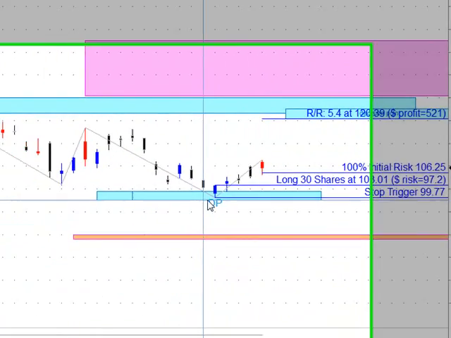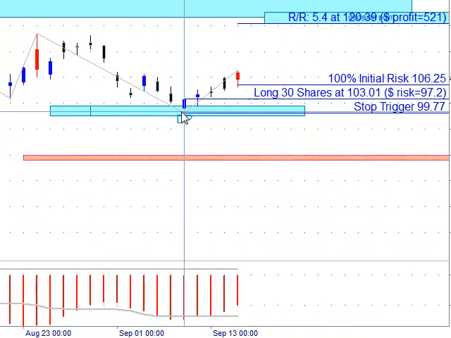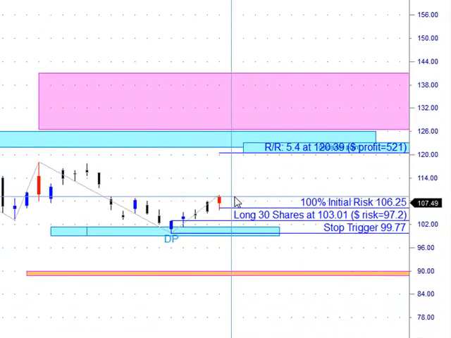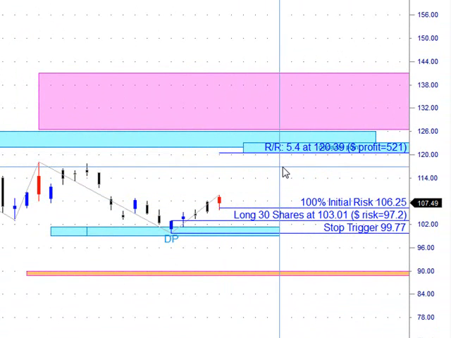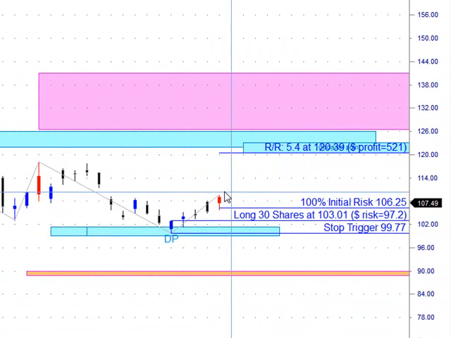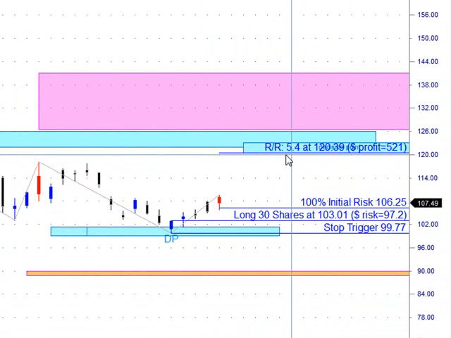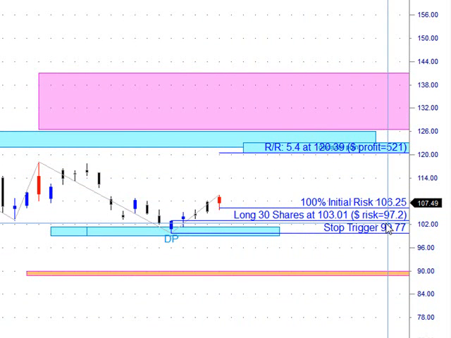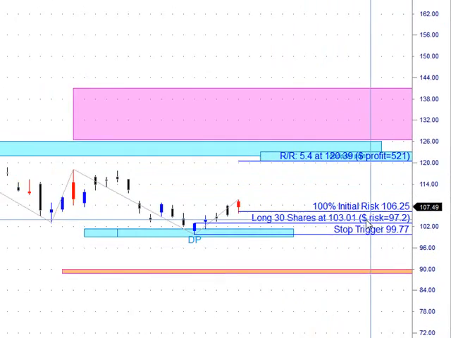So it came into support, got the DP buy signal, and some divergence as we got a new low in price and a higher low in the oscillator. We'll see how this one finishes out over the next week. But this will be critical, because if we do rally into here, this is going to be major resistance. If we do get back to this 120, 120.40 area, we could find resistance there and then sell off again.